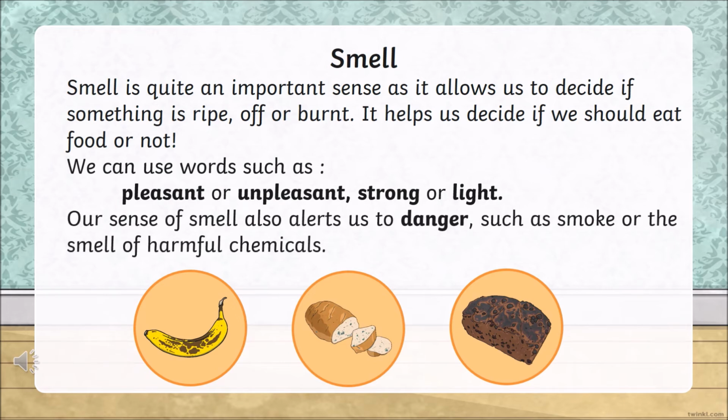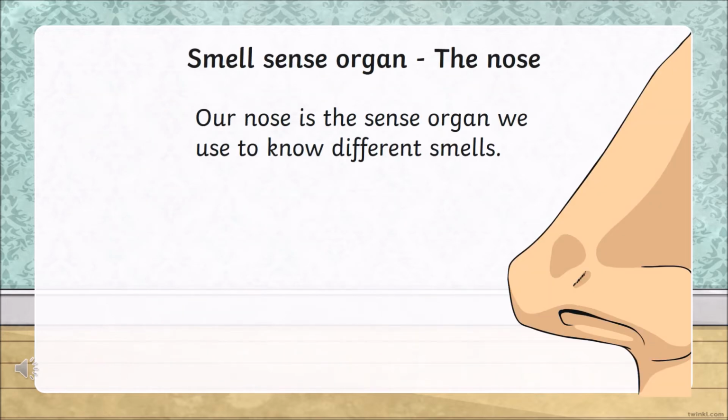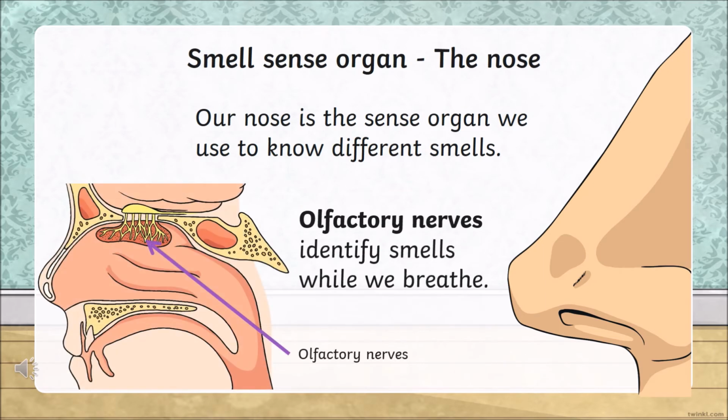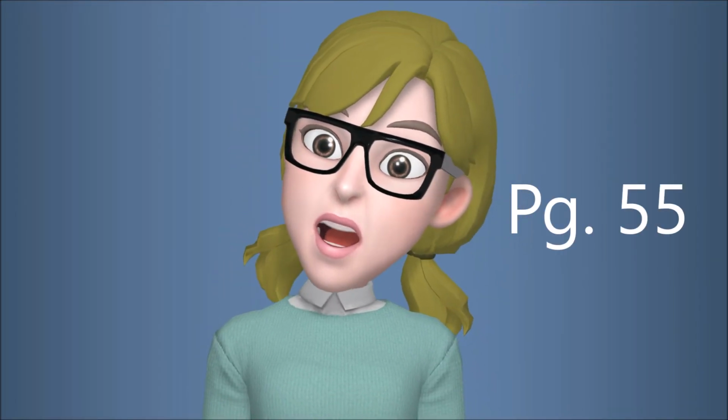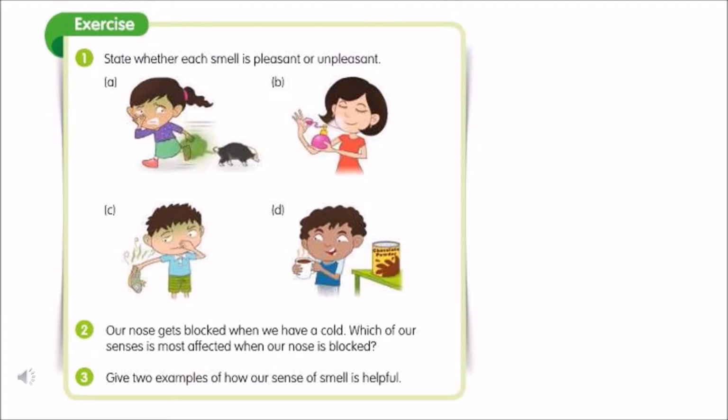Our sense of smell also alerts us to danger, such as the smell of smoke or the smell of harmful chemicals. Our nose is the sense organ we use to know different smells. Olfactory nerves identify smells while we breathe. Let's move on to page number 55 and do the exercises.